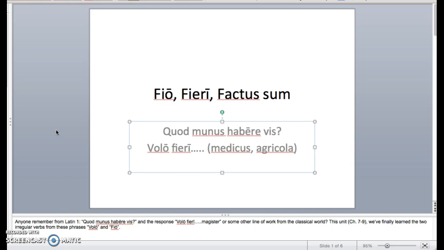So this was a ways back, but what you might not have known then is you were dealing with two different irregular verbs, which we have now learned, volo, and the one we're about to learn, fio. So that gives you a little context for what you've seen. So "volo fieri" was "I want to become." Let's look a little bit more in depth.